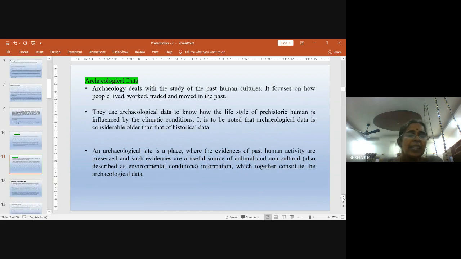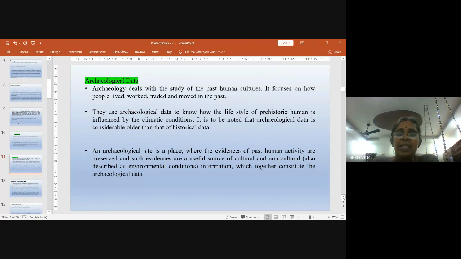The second evidence is the archaeological data. Archaeology deals with the study of past human cultures, which focuses on the people who lived, worked, traded, and moved in the past. It also gives us an idea about the lifestyle of prehistoric humans, which was influenced by the climatic conditions. Archaeological data is considerably older when compared to the historical data.